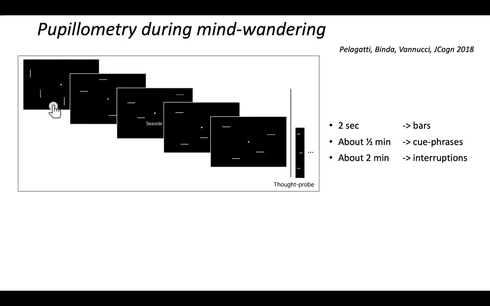And then finally, there is a third structure, which is that every couple of minutes or so, the test was interrupted and participants were questioned by the experimenter, asking whether they were focusing on the task or they were thinking of something else, mind-wandering. And if so, could they relate the contents of their thoughts to any of the keywords they had seen during the experiment?